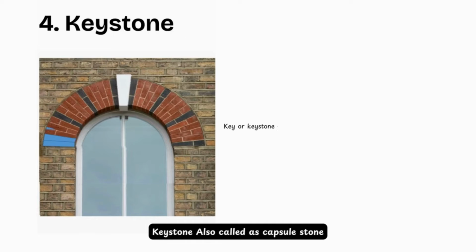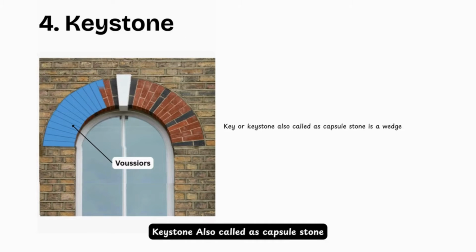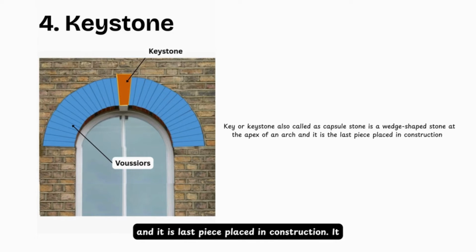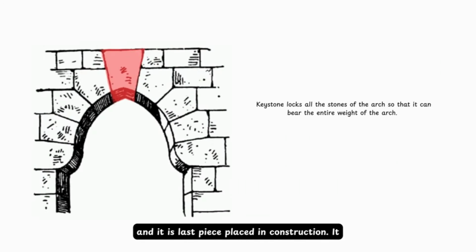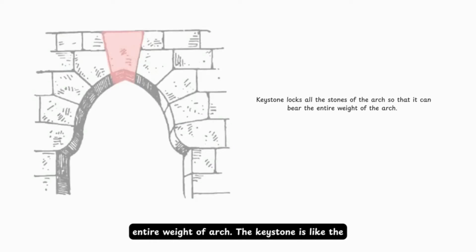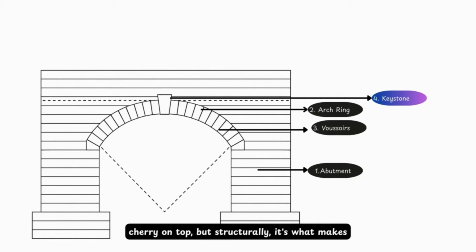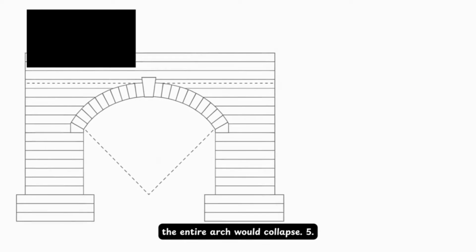4. Key or keystone. Also called the capstone, it is a wedge-shaped stone at the apex of an arch, and it is the last piece placed in construction. It locks all the stones of the arch so that it can bear the entire weight of the arch. The keystone is like the cherry on top, but structurally, it's what makes the arch whole and stable. Without it, the entire arch would collapse.